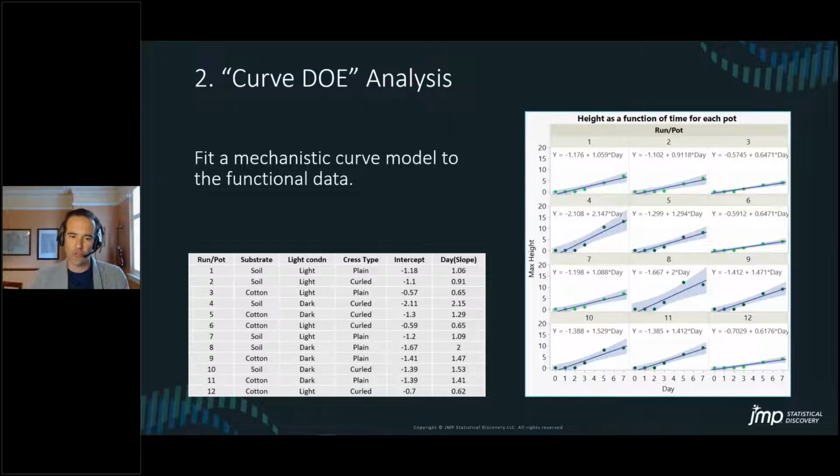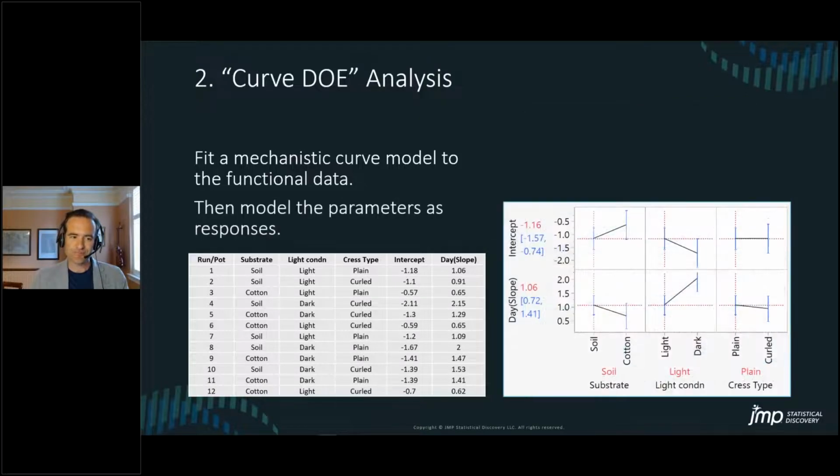But as an illustration, what that enables us to do is take those model parameters as our responses. So instead of fitting our factors against the responses, the height at day 3, 5, and 7, we fit against those model parameters. We look to see how the factors affect the slope of that crude representation of the growth curve. And again, that gives us some useful insight. It's in agreement with what we saw before, cress type being the least important and the light condition being the biggest factor.